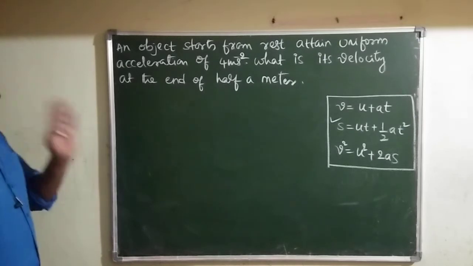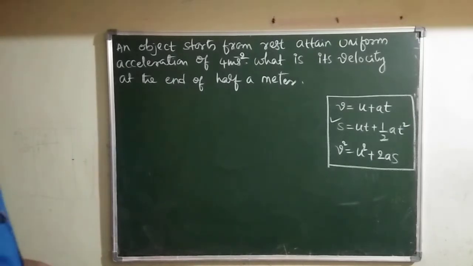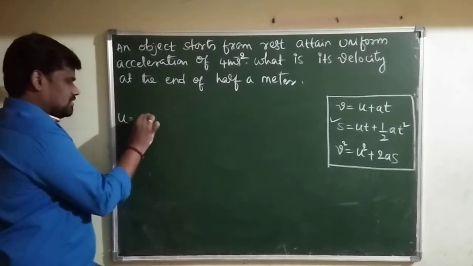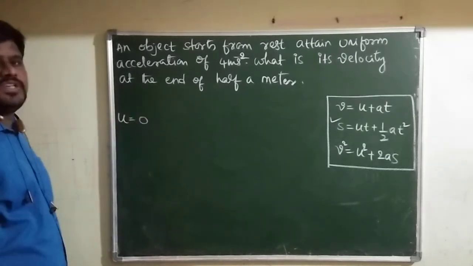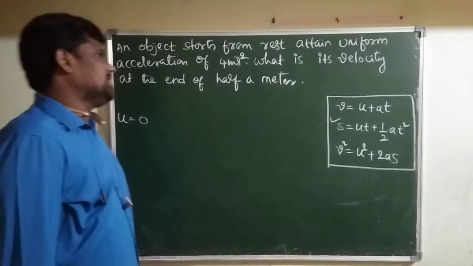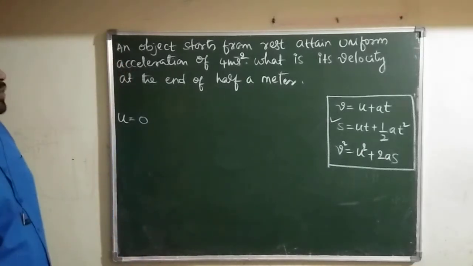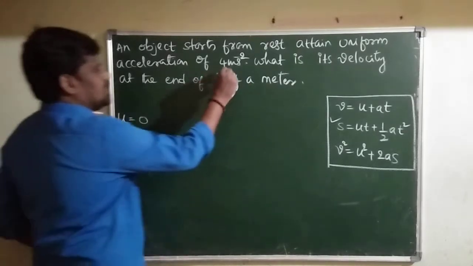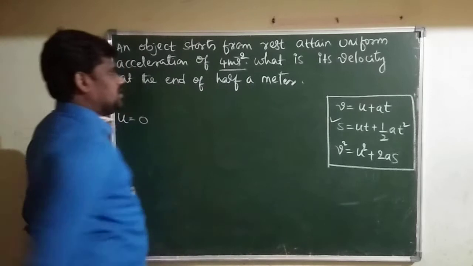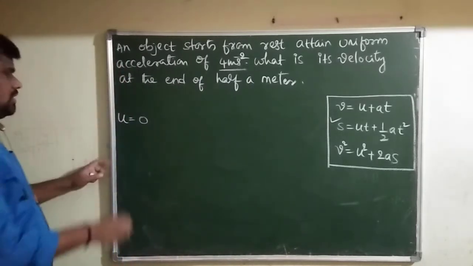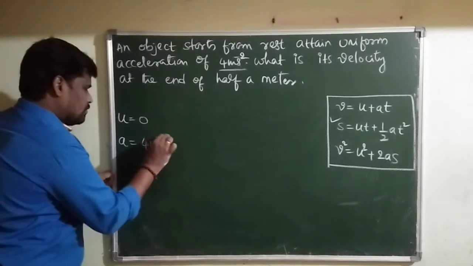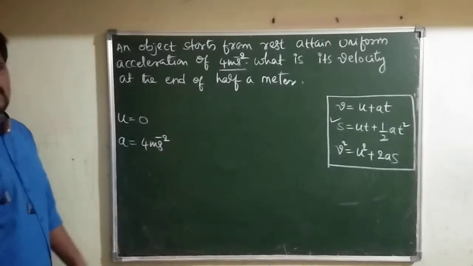An object starts from rest. What is the meaning of object starts from rest? Its initial velocity is 0. Attains uniform acceleration. What is the acceleration of the body? The acceleration is given, that is 4 meter per second square.